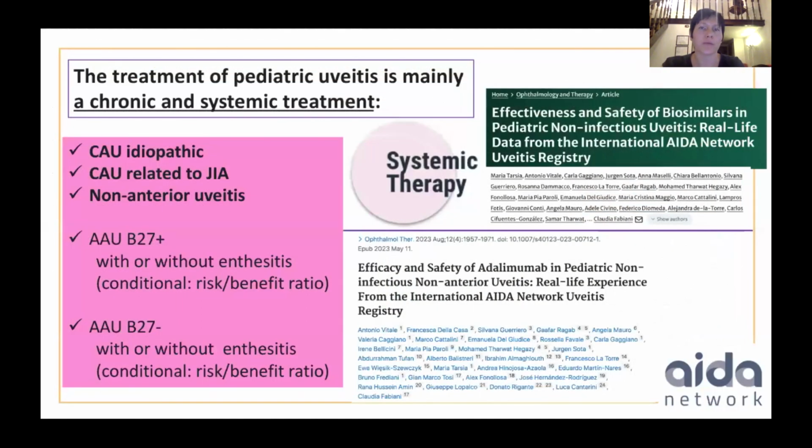The main treatment for pediatric uveitis is primarily chronic and systemic steroid-sparing therapy. Immunosuppressive systemic treatment is essential for chronic anterior uveitis, whether idiopathic or related to JIA, as well as for non-anterior uveitis. For acute anterior uveitis cases, systemic treatment is based on factors such as the presence or absence of enthesitis, relapse frequency, attack severity, and corticosteroid dependency, either topical or systemic.